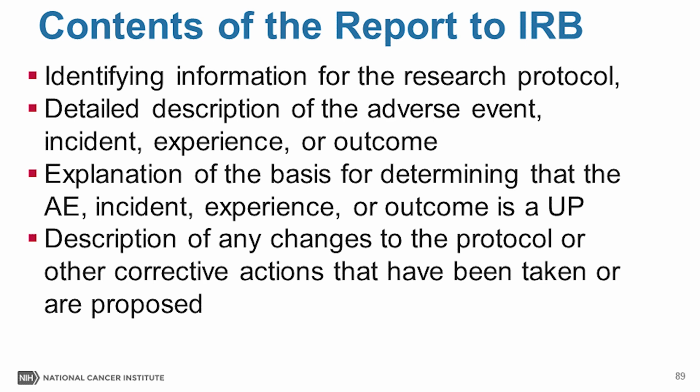Appropriately identify the information for the research protocol, such as the title, investigator's name, the IRB project, a detailed description of the adverse event, the incident, experience, or outcome, an explanation of the basis for that determination of the incident or outcome and how it represents an unanticipated problem, and a description of any changes to the protocol or other corrective actions that have been taken or are proposed in response to an unanticipated problem. And this is referred to as a corrective and preventive action or CAPA plan.